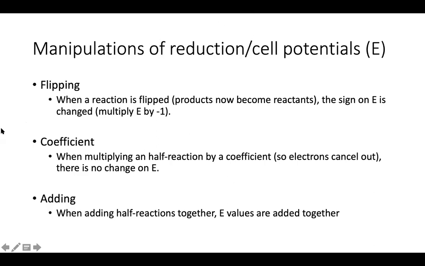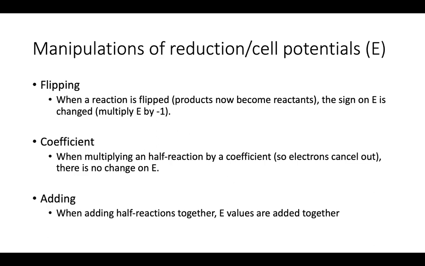Awesome. Thank you, Victoria. Okay, so here are some manipulations of reduction potentials or cell potentials, which are our E values. If you ever flip a half reaction or a full reaction, which I just showed you before, you're just going to change the sign on E. So if it was positive, it's now going to be negative, or vice versa. If you ever multiply a half reaction by a coefficient, and this is really important, people often forget this, there is no change on your reduction or cell potential. You do not multiply E by that value.